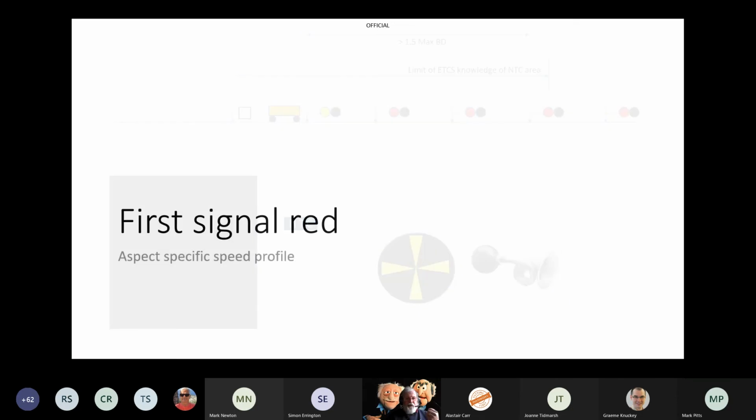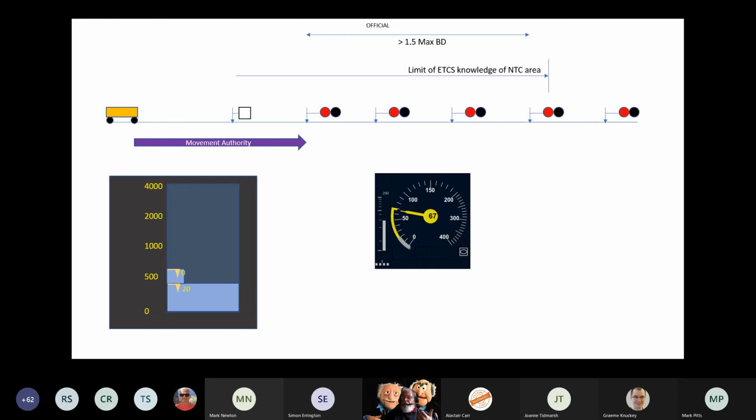To complete the scenarios, what about when the first signal is red? And this is one of the contentious ones because you are approaching something that you're not perhaps expecting. So again, we're proposing that the driver will see in the planning area a speed, and in this case, it's a much lower speed, say 20 kilometers per hour. They can see the red signal marked as about 600 meters away in the planning area here as being the naught. The DMI will be telling them they need to slow down. They will be braking already before they even get to the transition border.